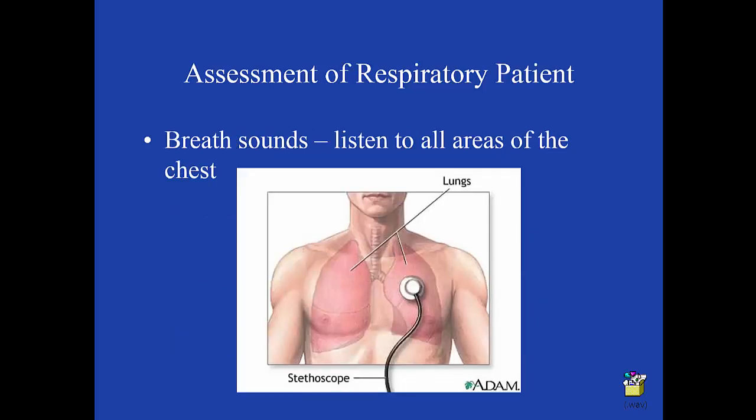So next, we're going to assess breath sounds. We're going to listen to all areas of the lungs, both posterior and anterior. And we always want to compare left side to right side. So, for example, if we're listening to the right upper lobe on the posterior side, we're going to compare that to the left upper lobe on the posterior side before advancing to the next lobe.